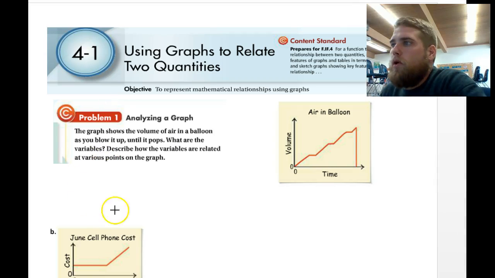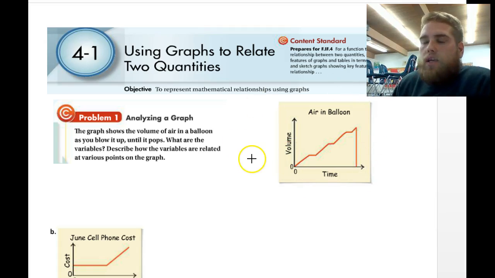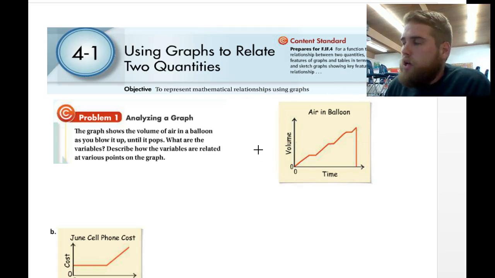So problem 1, analyzing a graph. The graph shows the volume of air in a balloon as you blow it up until it pops. What are the variables? Describe how the variables are related at various points in the graph. Here it gives us our graph, and what we're trying to do is analyze the graph to understand what is actually happening.